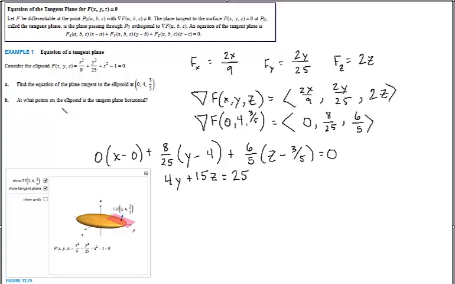They ask me now at what points on the ellipsoid is the tangent plane horizontal. Well, here's my ellipsoid, and they want to know when the tangent plane is horizontal, that would mean that both x and y are 0. So for this b part, I will plug in a 0 into my original, and I get z squared minus 1 equals 0. So this happens when z is positive or negative 1. They want to know at what point, so that would be at (0, 0, 1) and at (0, 0, -1). And that's it for the first example.